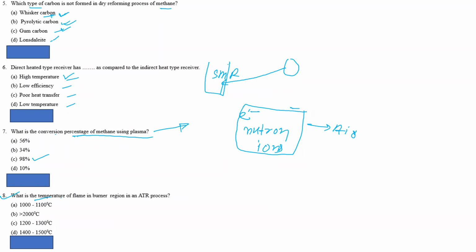Question number 8. What is the temperature of a flame in the burner region in the ATR process? In the ATR process, this is the combustion chamber. Here the flame is created, and the flame temperature is above 2000 degree centigrade. Gradually the temperature goes down, up to 700 degree centigrade at the bottom of the reactor.